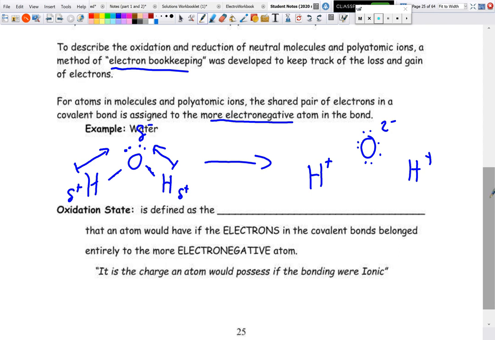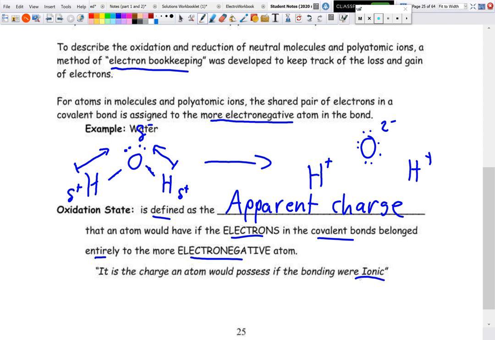So all an oxidation state, or oxidation number, is, is defined as the apparent charge that an atom would have if the electrons in the covalent bond belonged entirely to the more electronegative atom. So really what we're doing is finding the charge an atom would possess if it were ionic. Now we know these are covalent bonds, but once again it's more or less electron bookkeeping, just trying to figure out where the electrons are going. And for the most part, this is going to work perfectly for what we need it for.